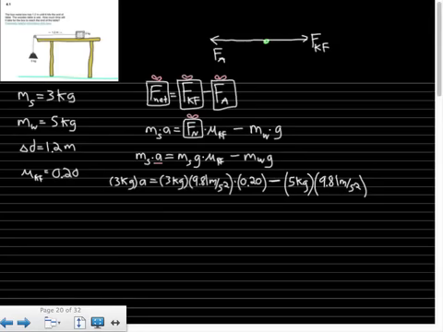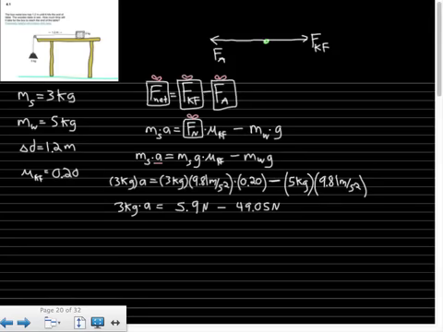Simply solving for the acceleration. So 3 times 9.81 times 0.2 is equal to a frictional force of 5.9 newtons, minus 5 times 9.81, which gives you 49.05 newtons, and all that's going to equal 3 kilograms times acceleration.